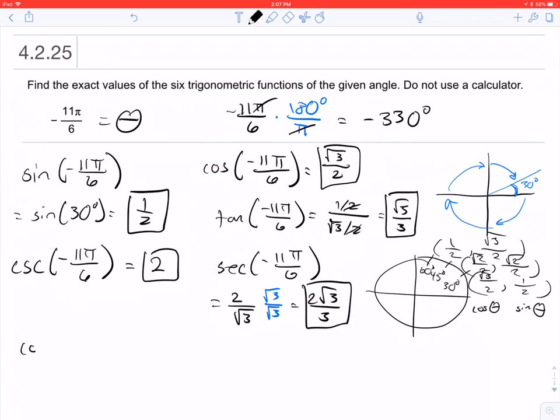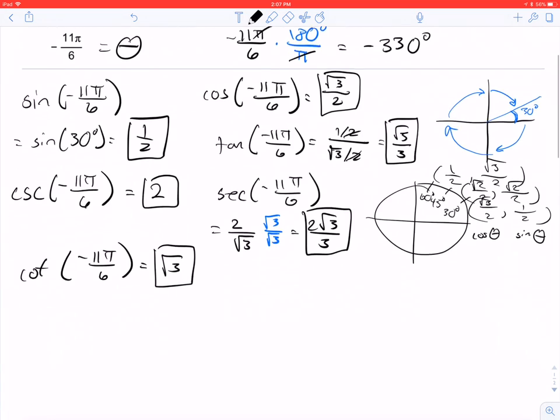And then for cotangent of negative 11 pi over 6, take the reciprocal of tan, and it'll just be root 3. Okay. So both the x and y's are positive in quadrant 1, so we should be in quadrant 1, and these are the results that I got. Now we could check in the calculator and all that. I have some of the solutions below here.